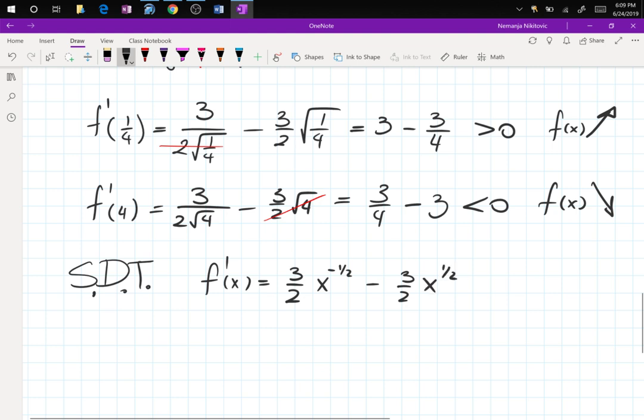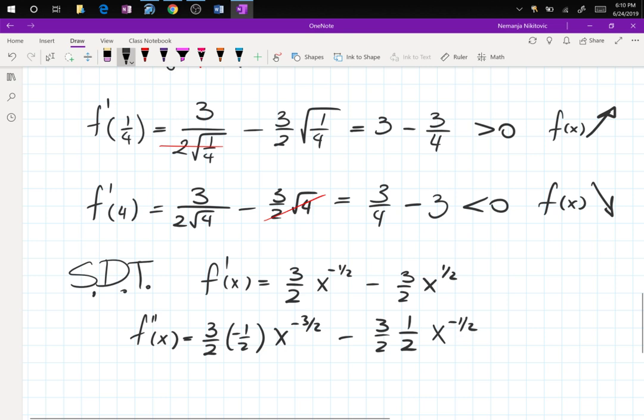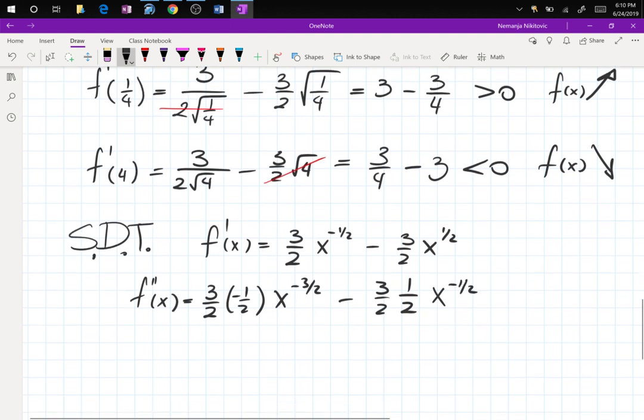So this is writing the first derivative the easy way for the second derivative calculation. When we subtract 1, this is 3/2, and then negative 1/2 x to the negative 3/2, minus 3/2, and then 1/2, and then x to the negative 1/2. So for the derivative, you drop the power, and then you subtract 1 from it.